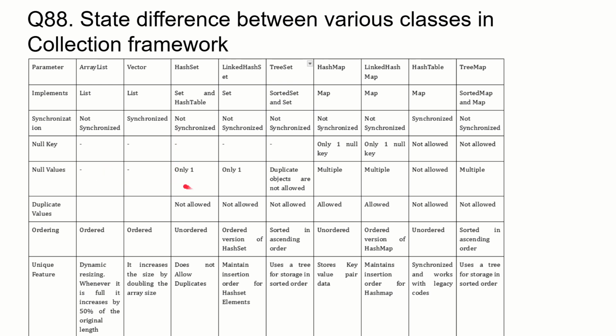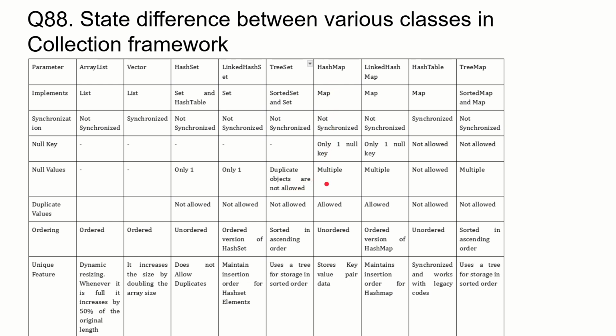For hash set, there can be only one null value. Basically, in array list and vector, there can be multiple null values as well. For hash set, there should be only one null value. Linked hash set allows only one null value. In tree set, duplicate objects are not allowed here.